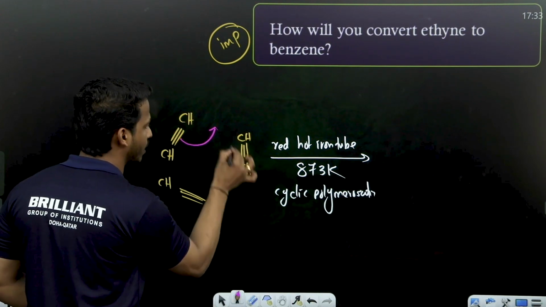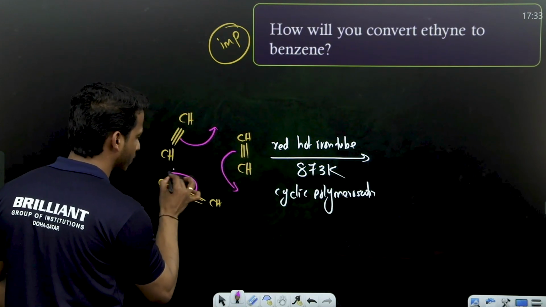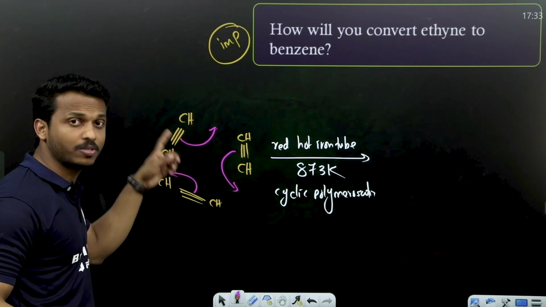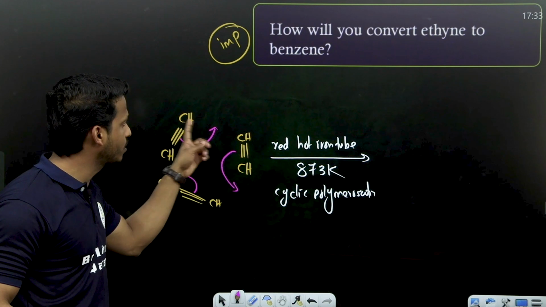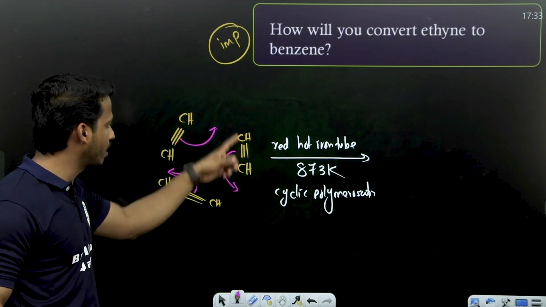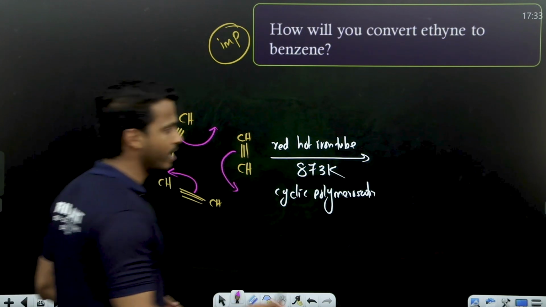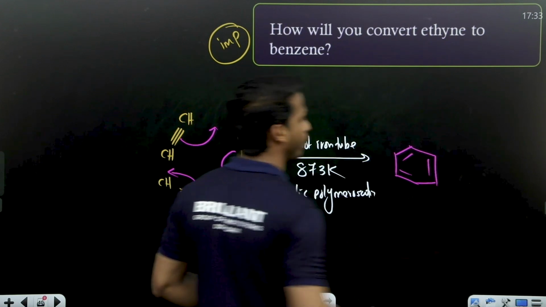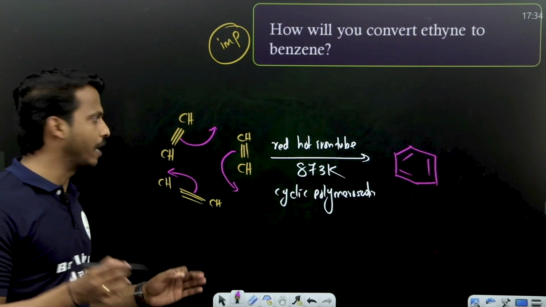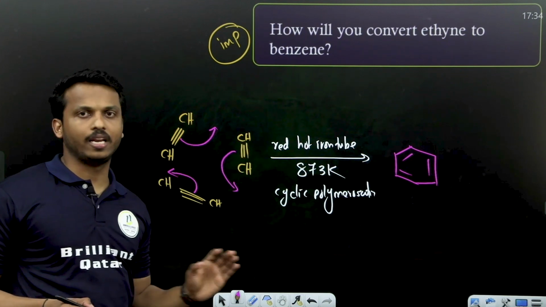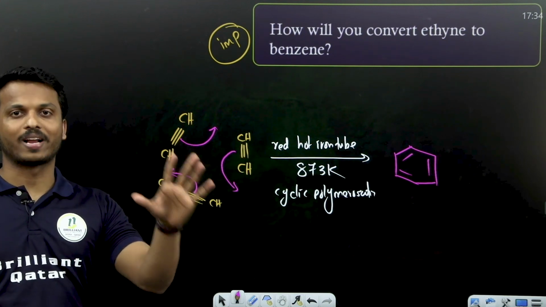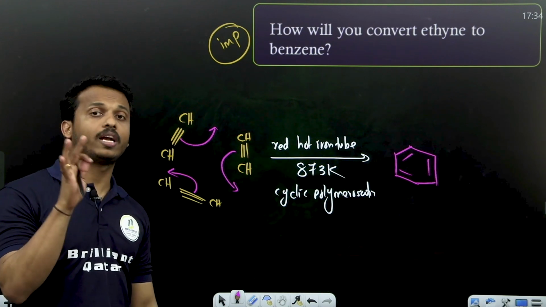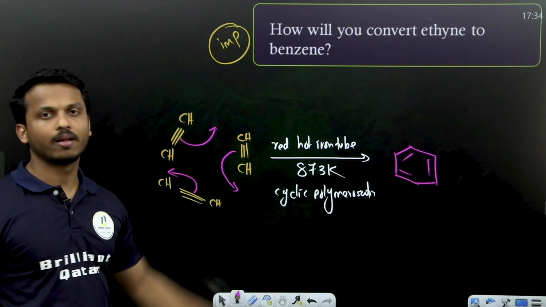This double bond just shifts like this. The triple bond becomes a double bond, and here it becomes a single bond. So double, single, double, single, double, single. What is that? With the six carbons, we call it benzene. So how will you convert ethyne to benzene? Through cyclic polymerization. Passing three molecules of ethyne through a red hot iron tube, we will get benzene.